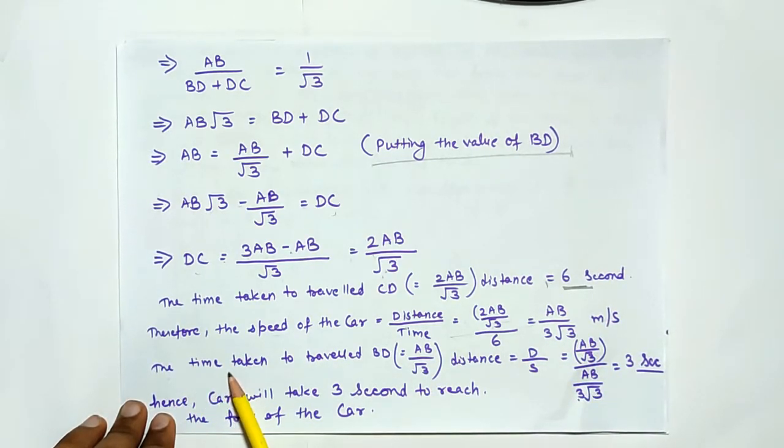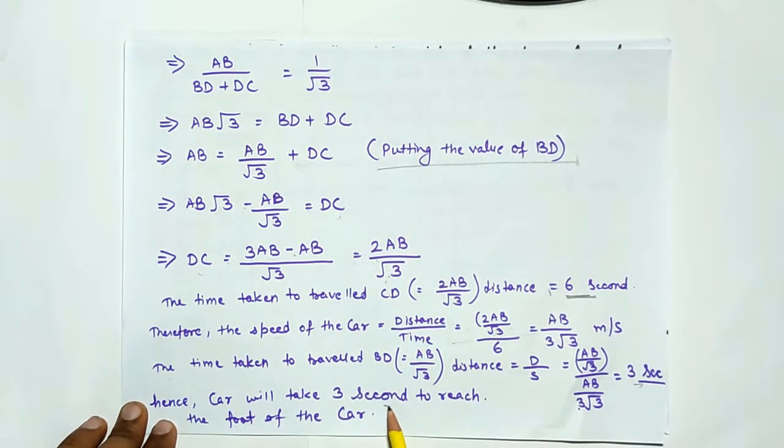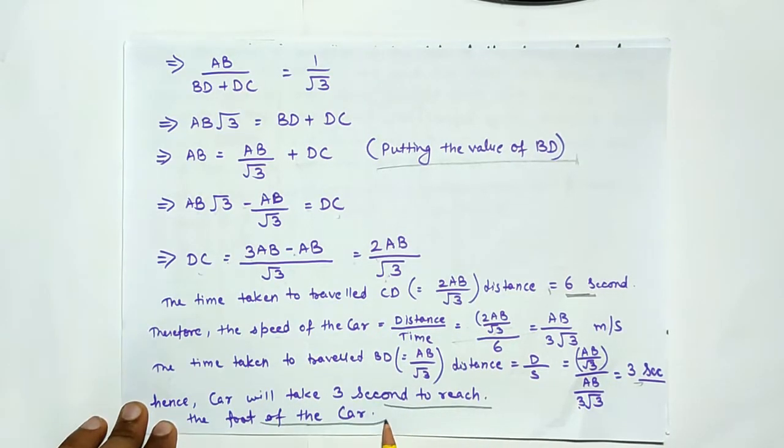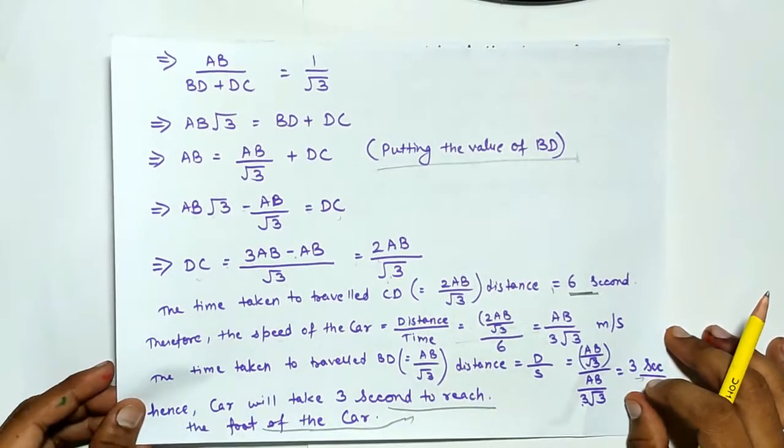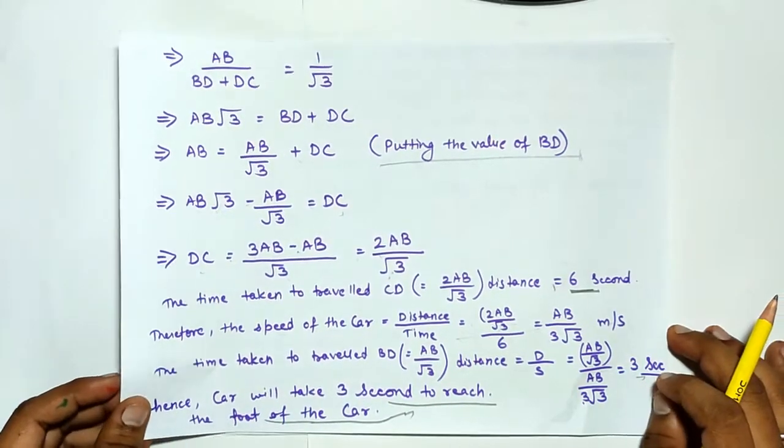The distance to travel BD is equal to AB upon root 3. Time is equal to distance upon speed, which is equal to AB upon root 3 upon AB upon 3 root 3, which is equal to 3 seconds. Hence, the car will take 3 seconds to reach the foot of the tower.